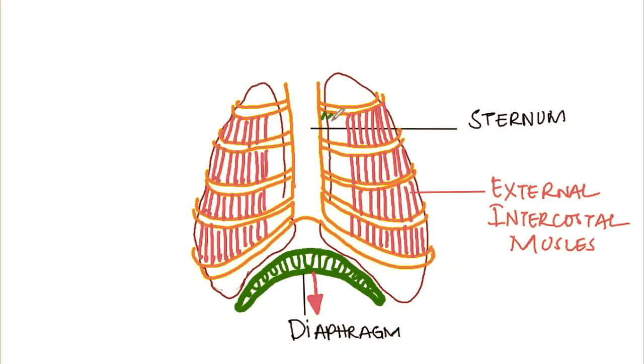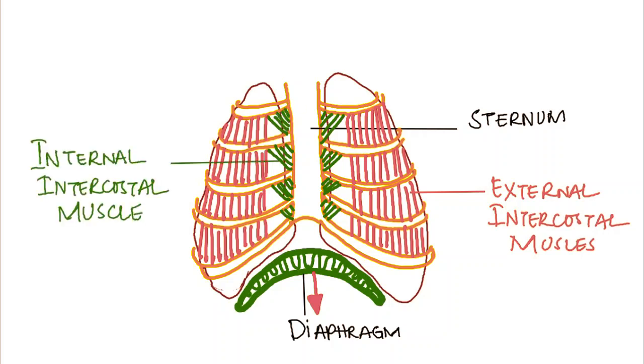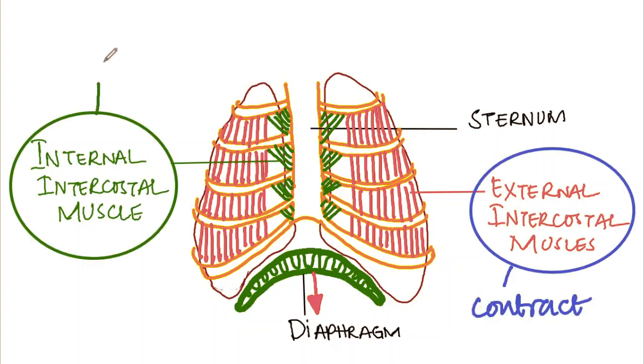On the other hand, there is another set of muscles which are connected to the rib from one end and to the sternum or the chest bone through the other end. These muscles are called internal intercostal muscles. Both of these muscles work antagonistically, which means if the external intercostal muscles contract, the internal intercostal muscles should relax. So this is the antagonistic arrangement.